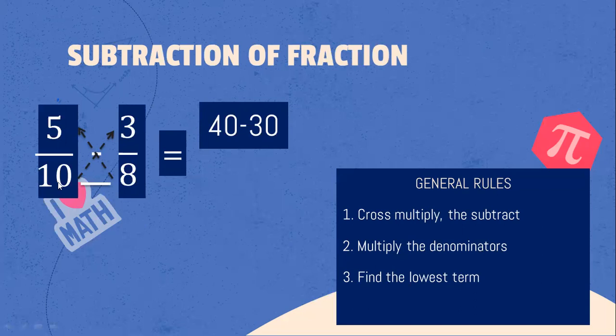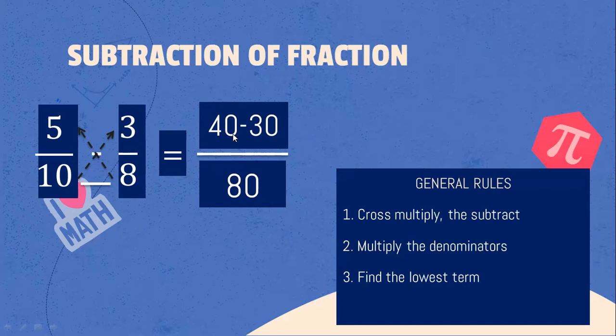The next one, multiply the denominators. 10 multiplied by 8 is 80. Again, cross multiply. 8 multiplied by 5 is 40. 10 multiplied by 3 is 30. Then subtract. Then multiply both denominators. 10 multiplied by 8 is 80.